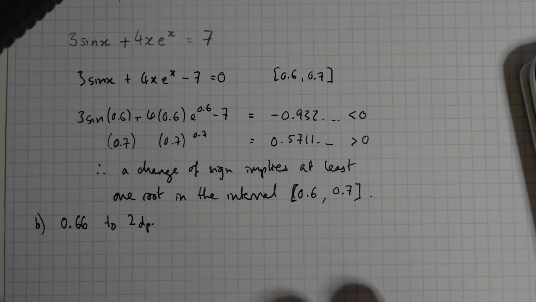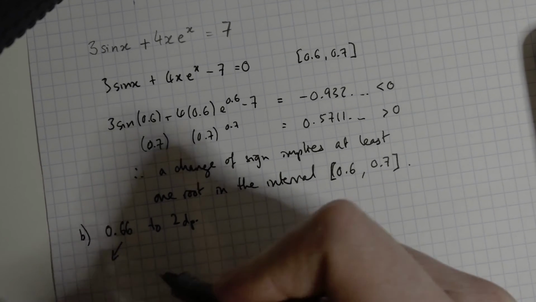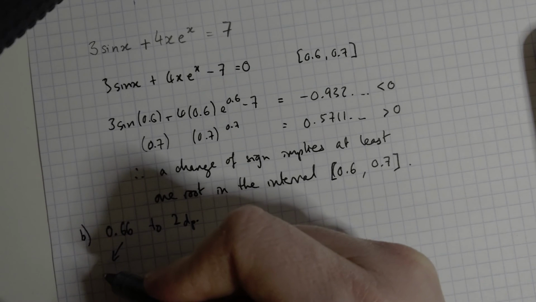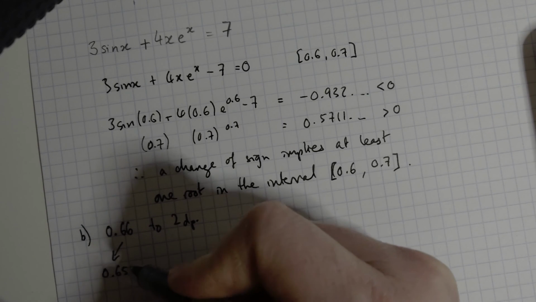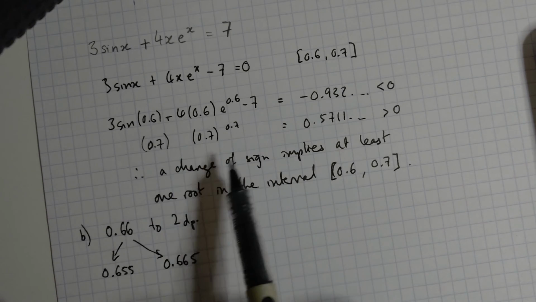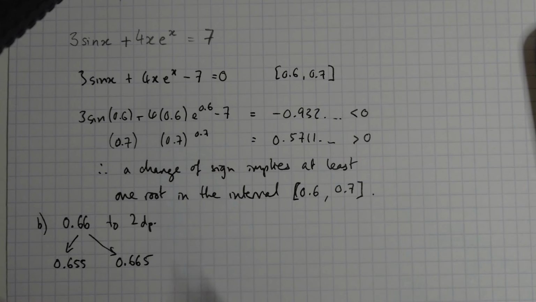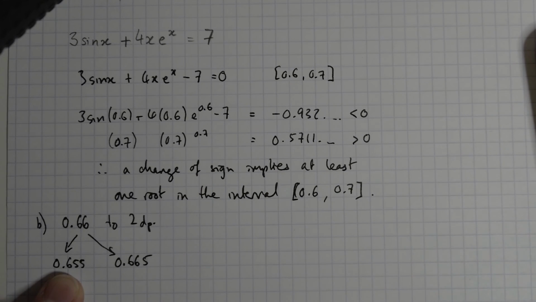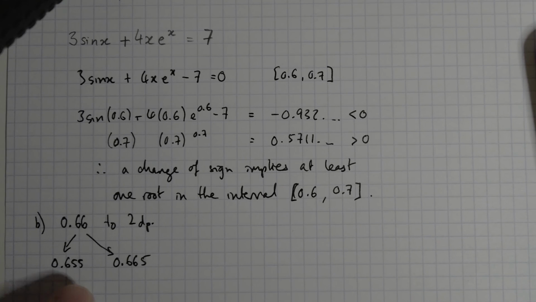This is where you need upper and lower bounds. So you would say that the lower bound for 0.66 is 0.655. The upper bound is 0.665. And then you do the same trick as you did here. So you'd put the lower bound in, and presumably in this case you're going to get a negative answer. You'd put the upper bound in, and you get a positive answer. And you say, oh, look, a change of sign in the interval implies a root between 0.655 and 0.665. But every single number on that interval would round to 0.66 to 2 decimal places.